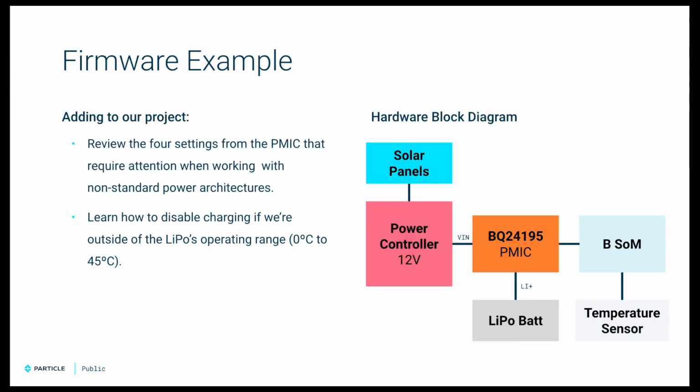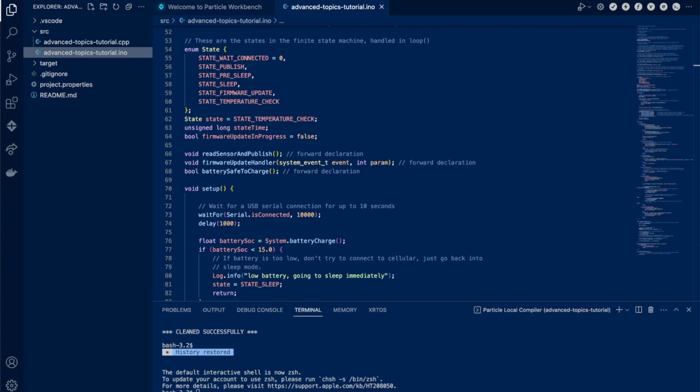Let's go back to our code to see a practical example of PMIC configuration. For this example, imagine that we're powering our BSoM through a solar power system. Our challenge is that we're deploying in a place that sometimes experiences very high temperatures, so we need to evaluate the ambient temperature and disable charging for safety reasons if we are above 45 degrees Celsius. Let's review the changes needed in our code to set custom PMIC settings and disable charging during extreme temperatures.